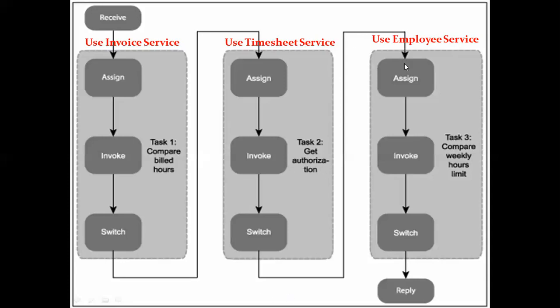The service is employee service. In employee service, you check the last condition, which is the weekly hour limit, meaning the recorded hours are less than the weekly hour limit. So compare the weekly hour limits. If recorded hours are less than the weekly hour limit, then accept the timesheet and end the process there. If any one condition fails, then throw the error.